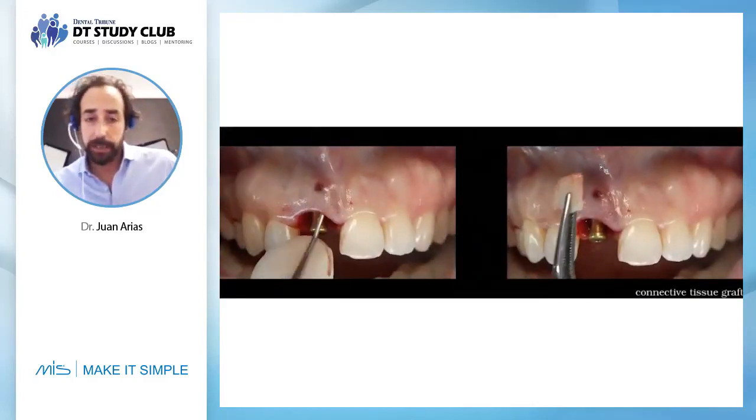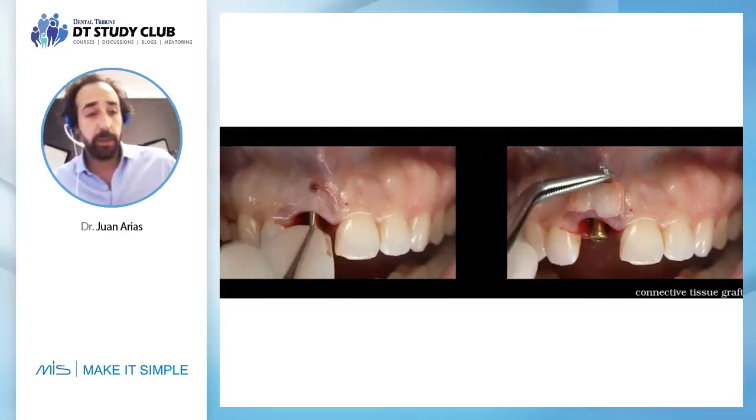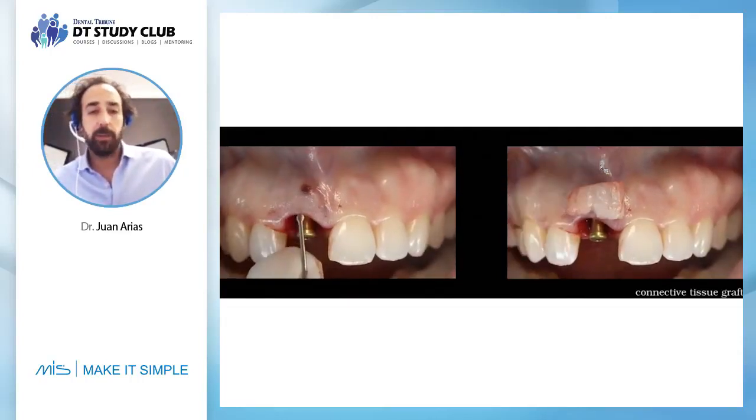Okay, once we've got the provisional, we go ahead with the connective tissue graft. It will be just the same as what we've been talking about before.